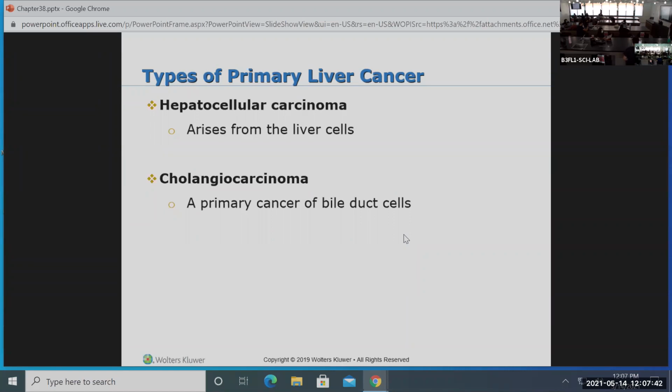Liver cancer. Primary liver cancer: hepatocellular carcinoma arises from the liver cells, and cholangiocarcinoma comprises primary cancers of the bile duct cells.